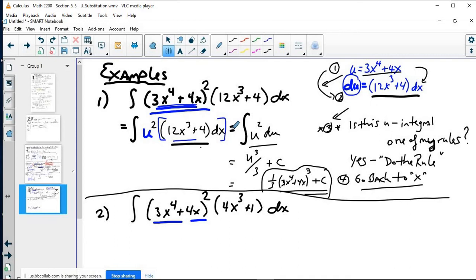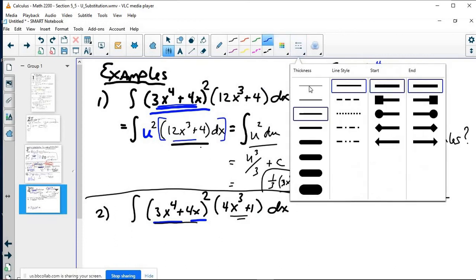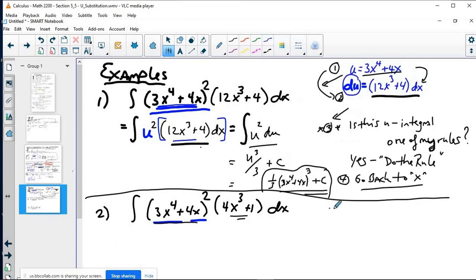Okay? So for problem number 2, how does problem number 2 differ from problem number 1? Well, you get the same basic stuff here, but this is different. Let's see how that plays out. I'm going to try the same rules, the same process. Step 1, choose a u, and my choice of u is whatever's inside of another function, so there's really only one choice. It's 3x to the 4th plus 4x.